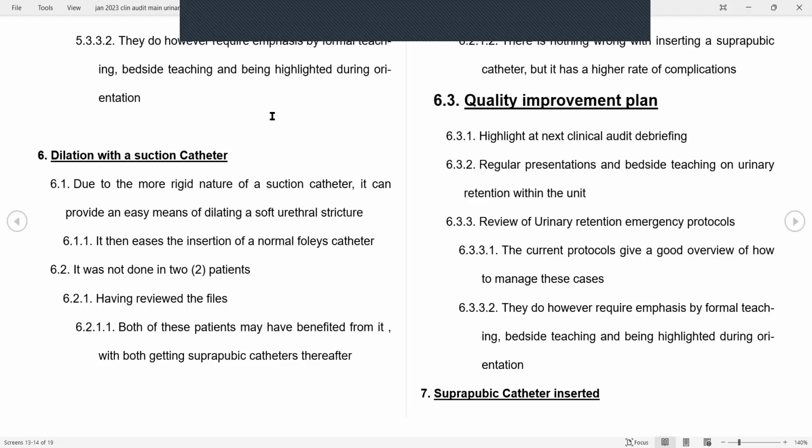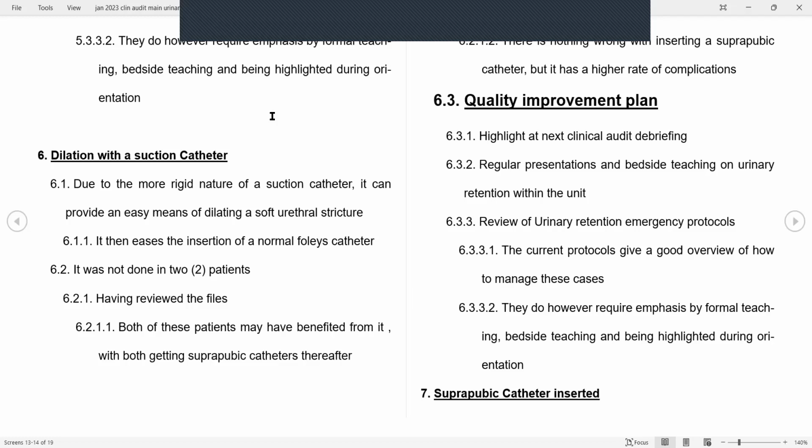The suction catheter has oval openings towards the front that are meant to assist with suction. And these are actually quite painful as they pass through the urethra. So you can either provide anesthesia or some sort of analgesia. You coat it in as much lubricant as you can, and then you start passing it through.